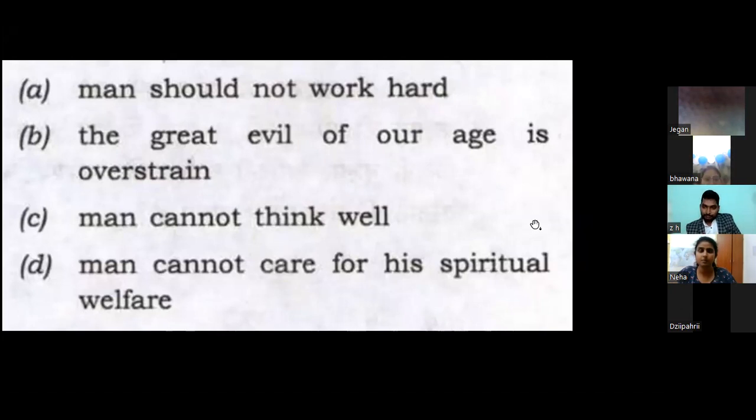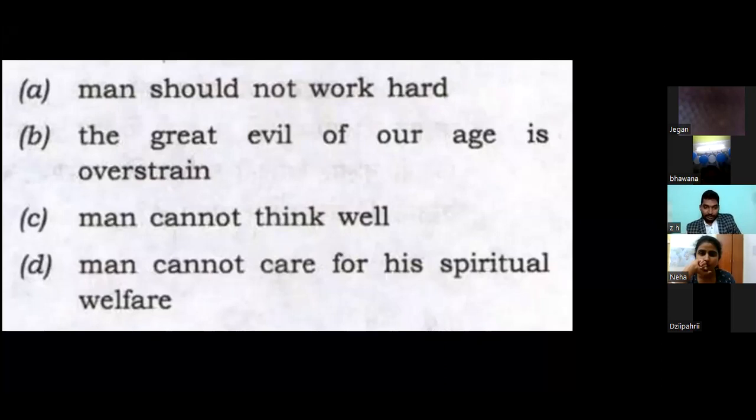Yes, sir. Option A, man should not work hard. Option B, the great evil of our age is overstrain. Option C, man cannot think well. Option D, man cannot care of his spiritual welfare. Okay, Pradeep, if I'm not wrong, you have enrolled in the CSAT club already. Yes, sir, yesterday. Fine. So you are a good candidate to ask this question.